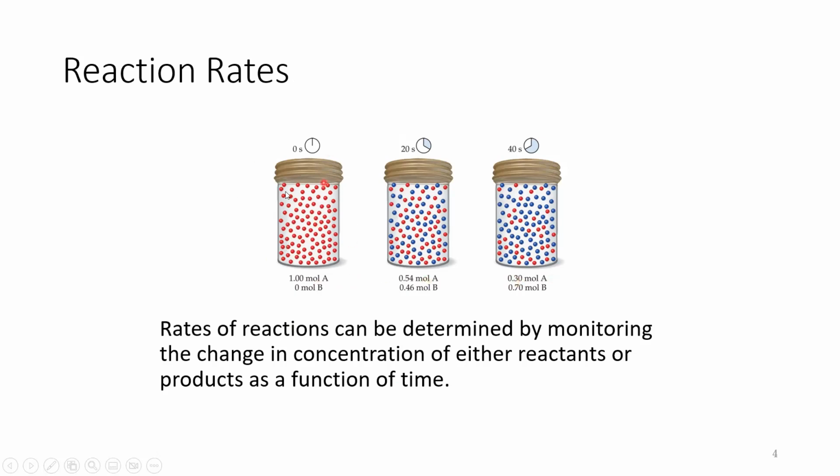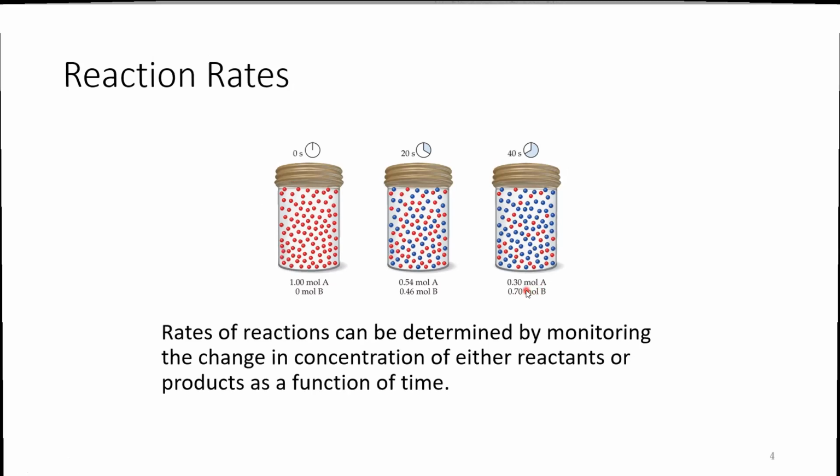So we start with 1 mole of substance A and 0 of substance B. And if we think of this as just a liter volume, the mole would just be equal to the molarity. But we start with some A, no B, and then over time, we're going to have some of that convert. After 20 seconds, we have about half of each. And then after another 20 seconds, we've got 70% B, 30% A. So if we were looking at the rate of this reaction, we would just be looking at the change in concentration over some period of time.